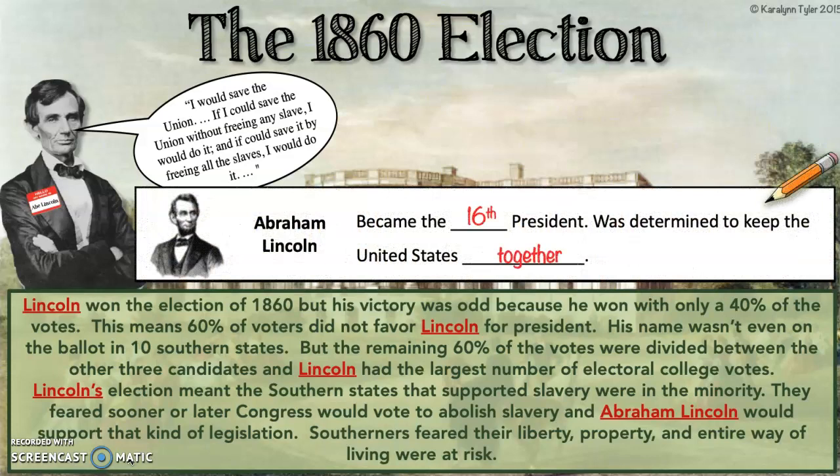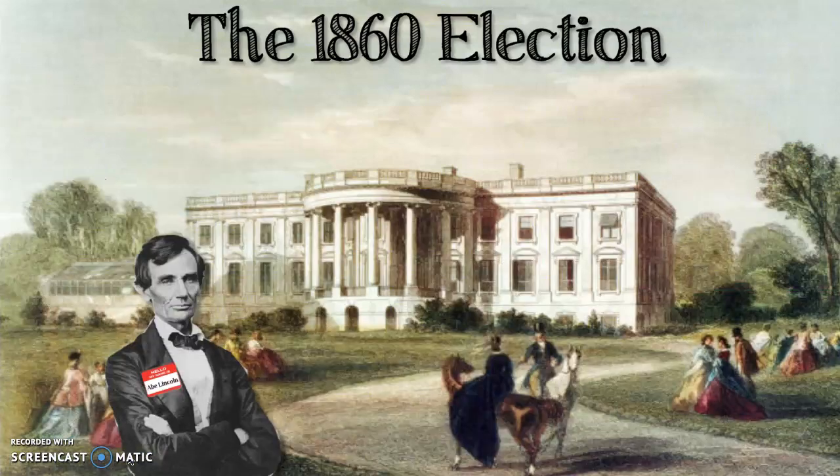Abe Lincoln became the 16th president. He's determined to keep the U.S. together. This quote says a lot to me. He said, I would save the Union. If I could save the Union without freeing any slave, I would do it. And if I could save it by freeing all the slaves, I would do it.